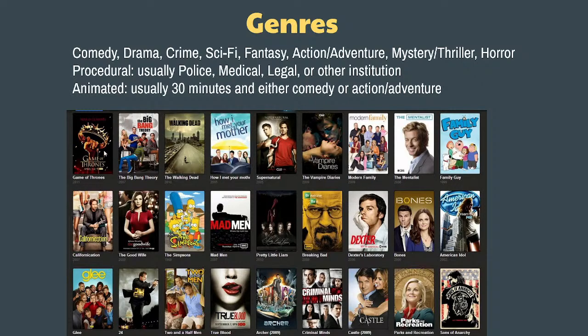Game of Thrones, fantasy, drama. Big Bang Theory, comedy. The Walking Dead, that's a horror drama. How I Met Your Mother, comedy. Supernatural, that's sci-fi fantasy. We have Vampire Diaries, that's like fantasy drama, I think. Modern Family, comedy. The Mentalist, that is a crime procedural. Family Guy, half-hour animated comedy.